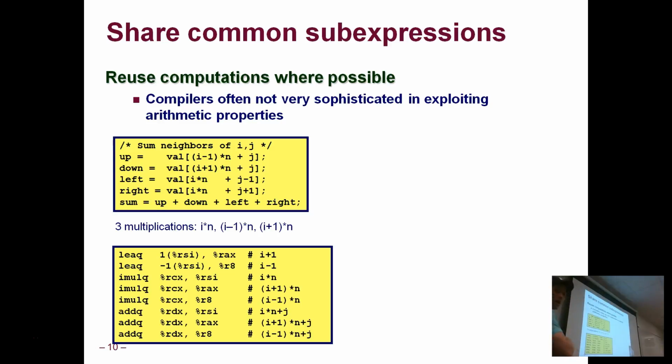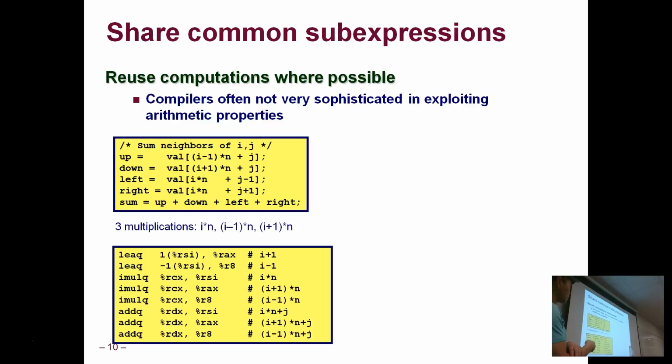Okay. The next one is sharing common sub-expressions. And the idea here is to reuse computations where possible. Compilers are not very sophisticated in terms of exploiting some of these arithmetic properties. Here's an example of a two-dimensional array implemented using a single dimension, which is very similar to one of your homeworks. You have a two-dimensional array. How do you access it in a single dimension access?